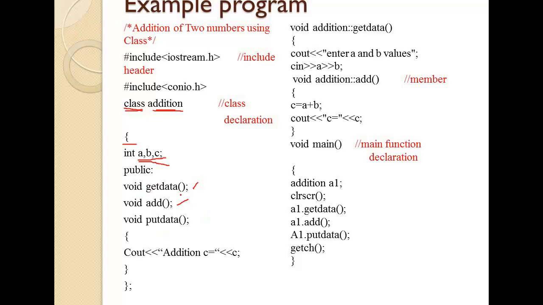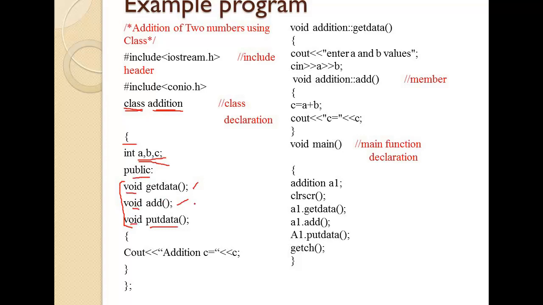The get data member function I will be using to get the values from the user. Then to perform addition I am using another function called the add function. And to display the result I am using the put data member function. Okay, again this is optional. Based on the user, you can go for any number of functions or you can reduce everything to a single function also. Okay, and remember all these three functions have a return type and have been declared under the public mode. Okay, so this structure you should remember.